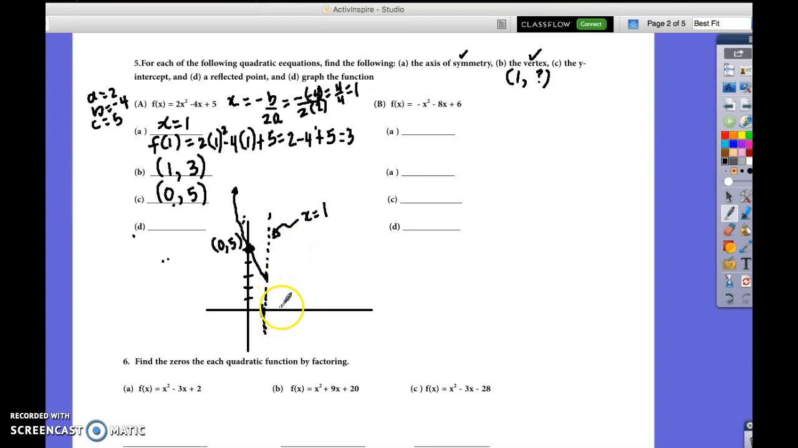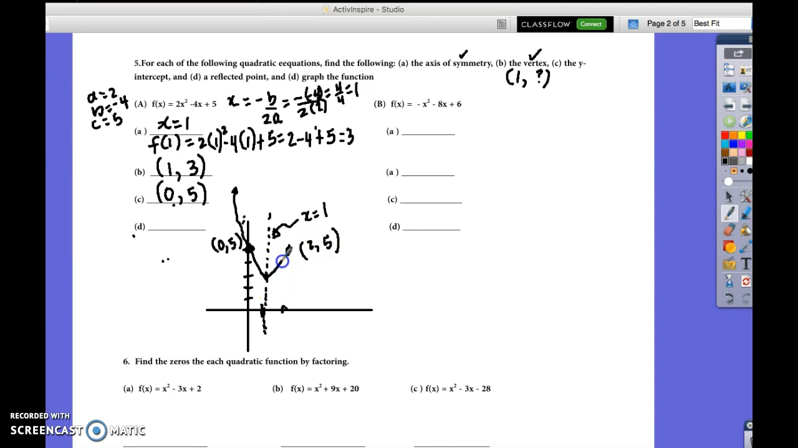So if I come here and I count 1 unit here, approximately, and I come up, this one will be the reflected point. I think I said matching point. This is going to be the reflected point. And you can get it. It's at 1, 2, and then 1, 2, 3, 4, 5. 2, 5.